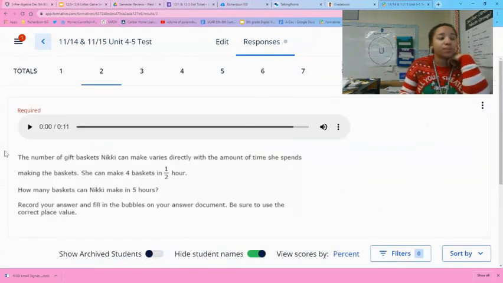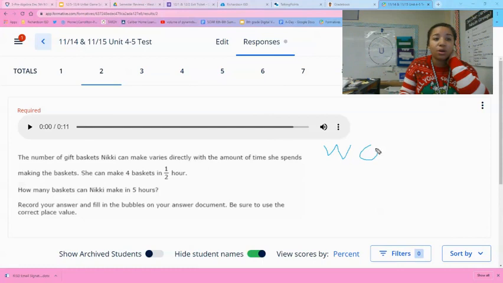All right, so for this next one, responses, I'm going to hide names. We're going to look at number 2. Okay, so this is question 2. The number of gift baskets Nikki can make varies directly with the amount of time she spends making baskets. So this is when I'm going to introduce my one chart. Words, original information, new information.